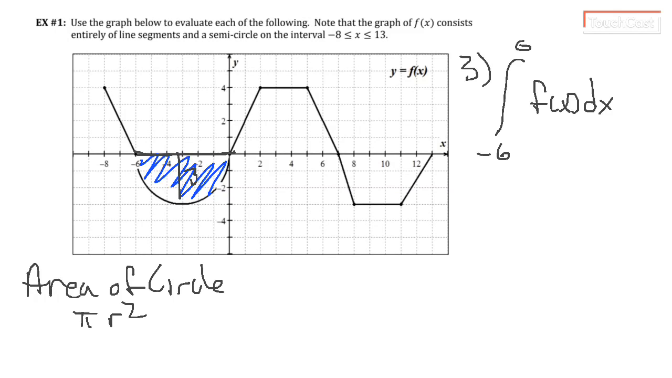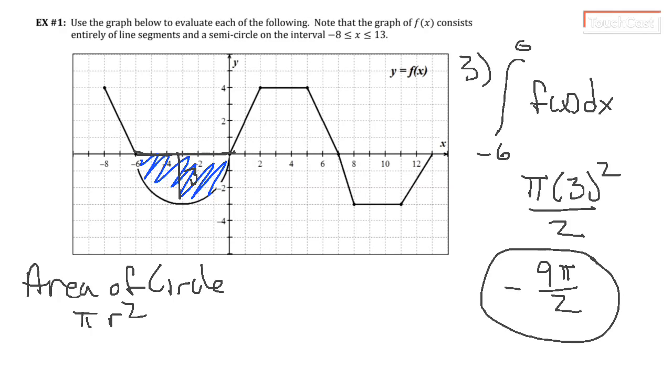So we're going to take pi times our radius, 3, squared, and divide that by 2. So we're going to get 9 times pi over 2. Now, because this area is below the x-axis, we do have to make it a negative area. I'm totally fine with you leaving it as negative 9 pi over 2 because that is a very exact answer. You could also plug it into the calculator and get a decimal answer. I will take that as well.